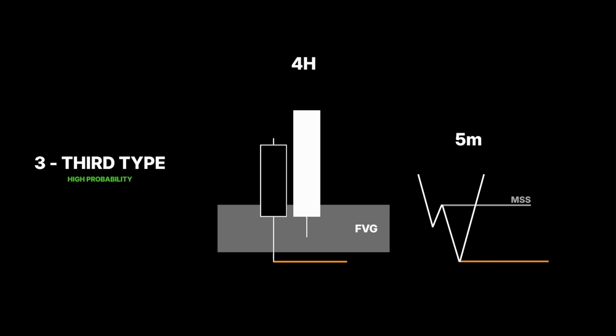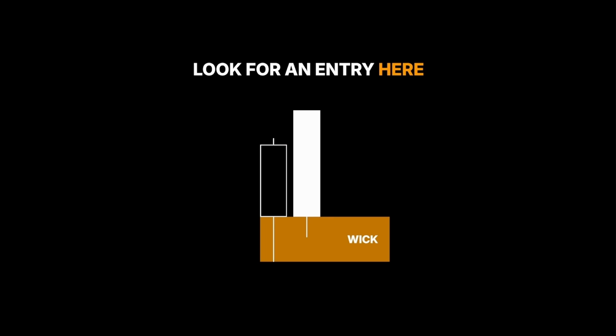The third type of rejection is a high probability one. It's when a first candle closes with a big wick. It is because if the price wants to go higher, it is not likely to come all the way back to sweep the previous candle low and then expand. Usually it will come back into the previous candle wick and then expand. So you would want to look for an entry when the price comes back into the previous candle wick.